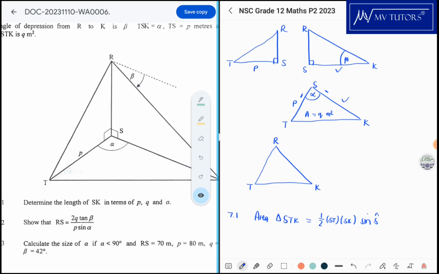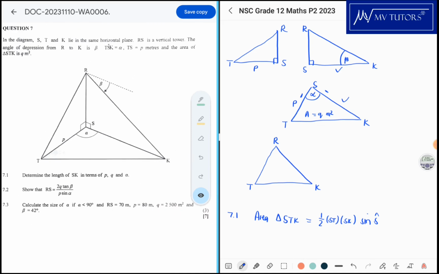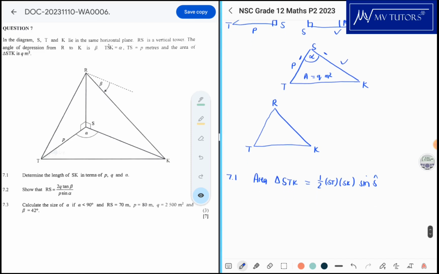So yeah, we need to determine the length of SK. We know the area, they told us that the area is Q, so we can put that over there. And then we have half, so ST, that's P. SK is what we're looking for. And sine S, that's pretty much sine alpha. Alright, so now I can put everything in terms of SK.